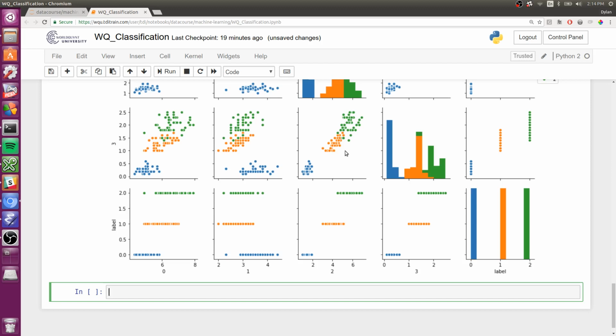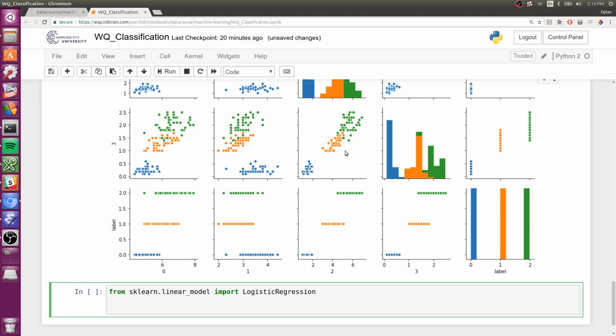So, in scikit-learn, in the linear models module, we have a logistic regression estimator. I really hate that this is called regression. It's a misnomer, really.